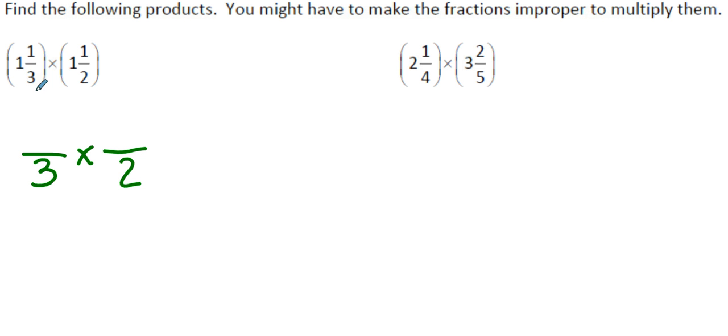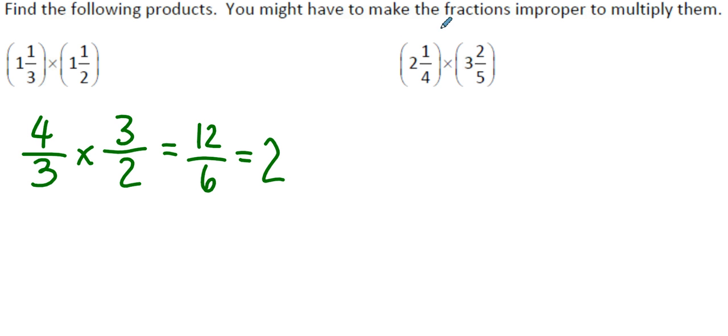So 1 and 1/3. Well, 1, that's 3/3, and you have another 1/3, so 3/3 and 1/3, that's 4/3. And similarly, 1, that's 2/2, but here's another 1/2. So 2/2 and 1/2, that's 3/2. Now this is something we can get behind. We can figure out that 4 times 3 is 12, 3 times 2 is 6, and 12 divided by 6 is 2.